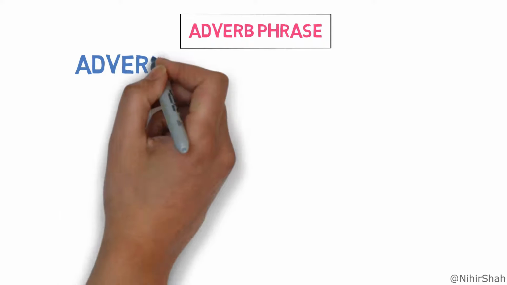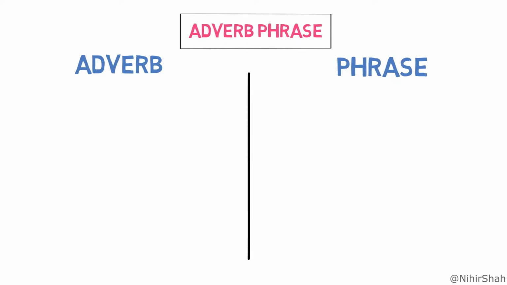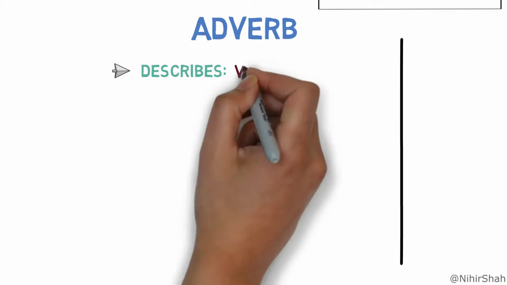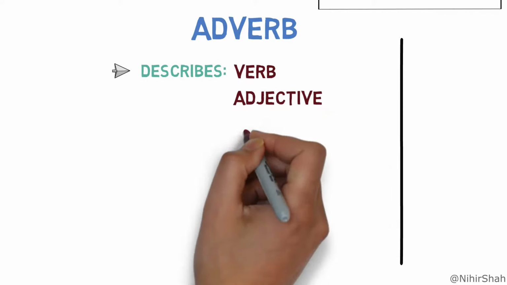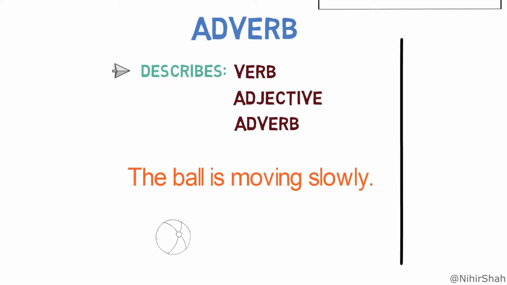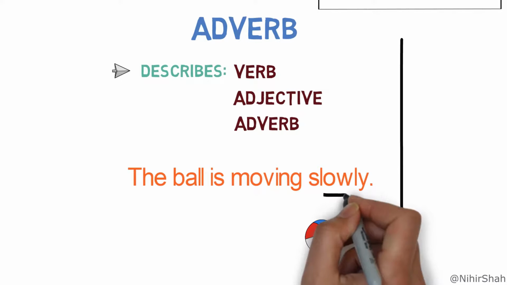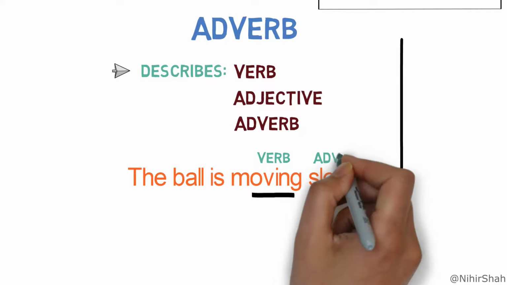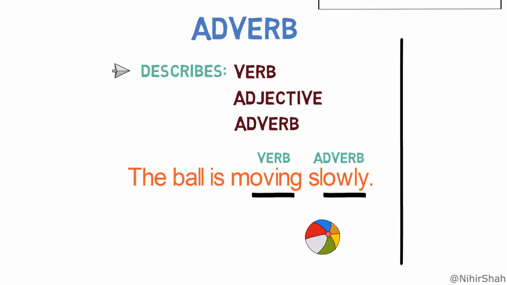What is an adverb phrase? An adverb phrase is made of two words, adverb plus phrase. Now what is an adverb? An adverb is a word that describes or tells us more about a verb, adjective or another adverb in a sentence. For example, the ball is moving slowly. Here the word slowly is describing the verb moving. So it's an adverb. And what is a phrase?